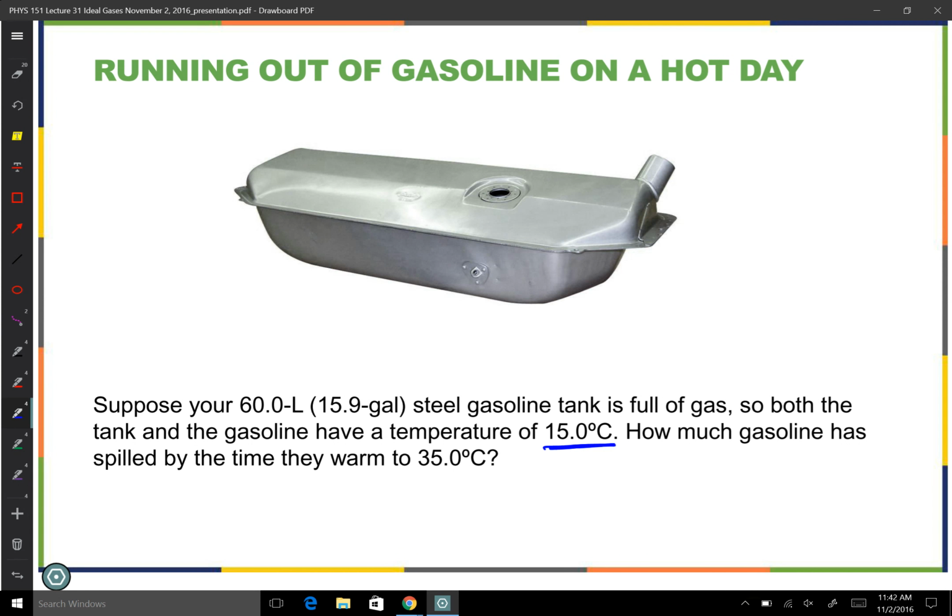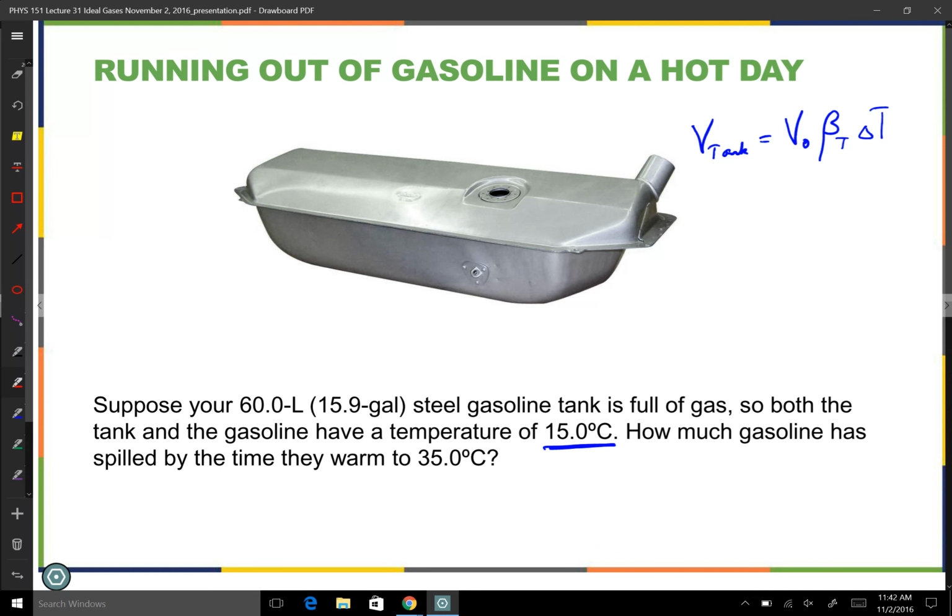So let's break it down in two pieces. What's going to happen to the size of the tank as the temperature increases? It's going to increase. So I'm going to have an equation that says the volume change for the tank is equal to the initial volume times beta for the tank times delta T. What about the volume for the gasoline? Same equation, same initial volume because it was completely filled, but this is going to be the beta for the gas times delta T. Now, which one expands more?